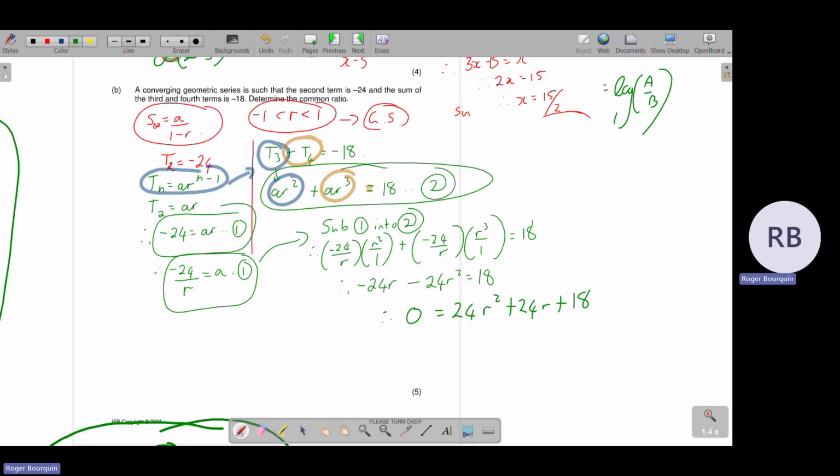Equation mode. A is 24, B is 24, C is 18. So what do you get? R is? Hopefully one number lies between -1 and 1. Do you have an answer? I got a half and -2 over 8. And both of those are valid, because they lie between -1 and 1. Did you guys get that? Just check it. A is 24, B is 24, C is 18.